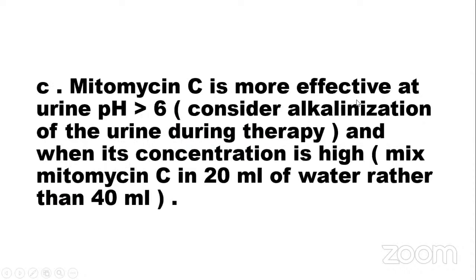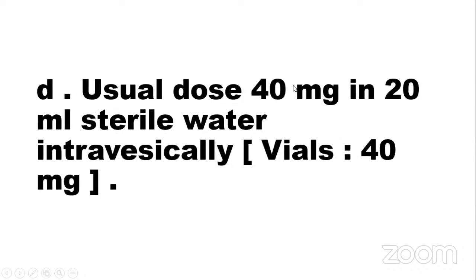Mitomycin C is more effective at a higher urine pH. Consider alkalinization of the urine during the therapy, as we saw previously, by sodium bicarbonate 1.3 grams 8 hours at night, and also 30 minutes before instillation of mitomycin. And when the concentration is high, mix mitomycin C in 20 ml of water rather than 40 ml. Usual dose is 40 milligram in 20 ml.